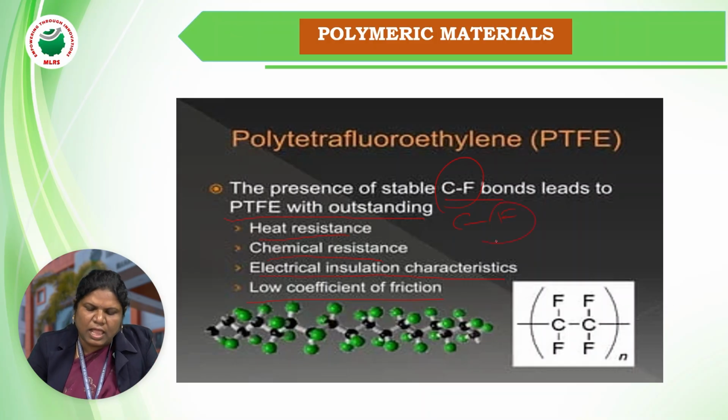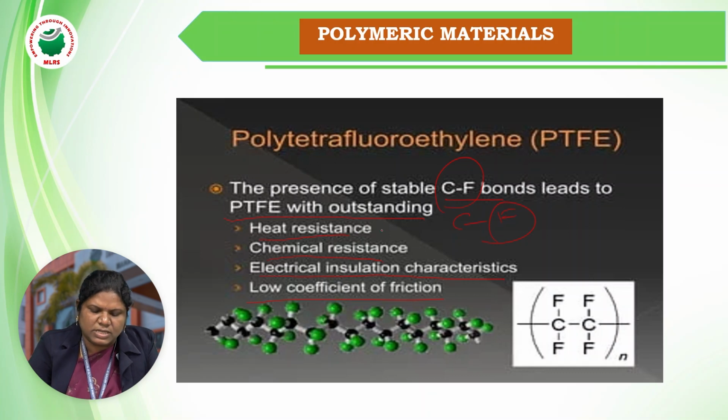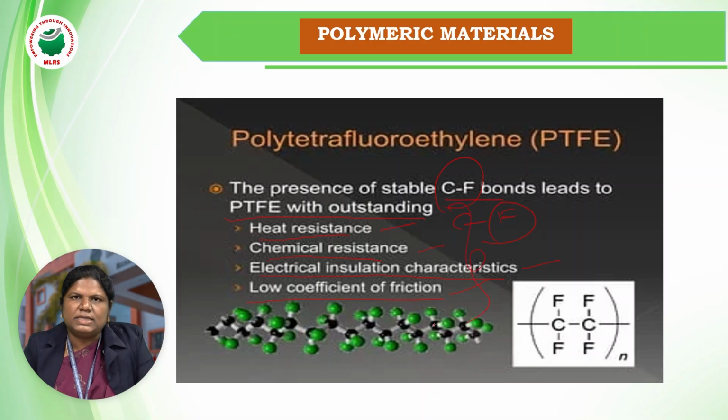The fluorine is a highly electronegative atom and it can withstand high temperatures. That's why it is used in non-stick cookware for coating, Teflon coating. It has heat resistance, chemical resistance, electrical insulation characteristics, and low coefficient of friction. Due to these 4 properties, Teflon is used as the non-stick coating in cookware.